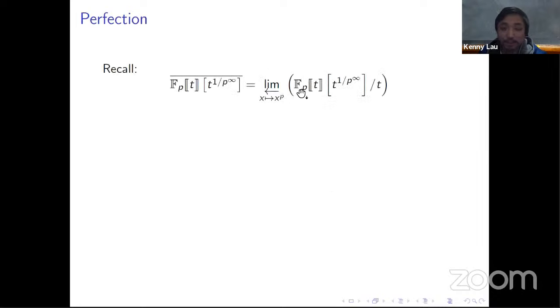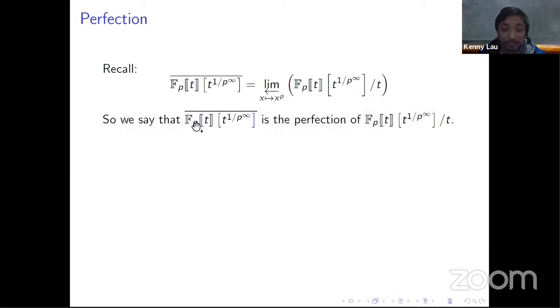So this special step here, we take the inverse limit of x to the p. We call this perfection in Lean. This part is formalized in Lean, not this equality, but the operator. You take the inverse limit. This part is formalized in Lean. It's called the perfection in Lean, and this operation is called perfection.